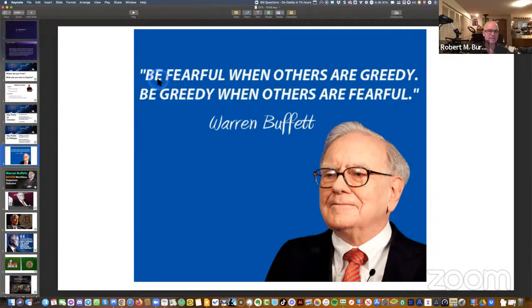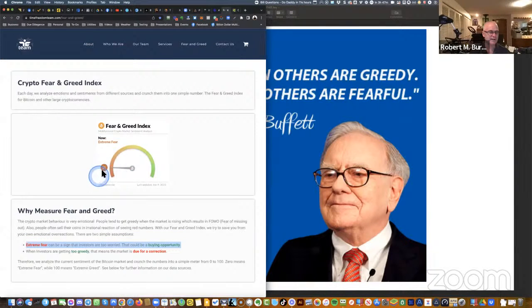But his quote I'm really fond of: "Be fearful when others are greedy, be greedy when others are fearful." It really is important to keep this in mind, because when you look at the fear and greed index right now, remember, be greedy when others are fearful. Now, have we found the bottom? Don't know. Nobody really knows.